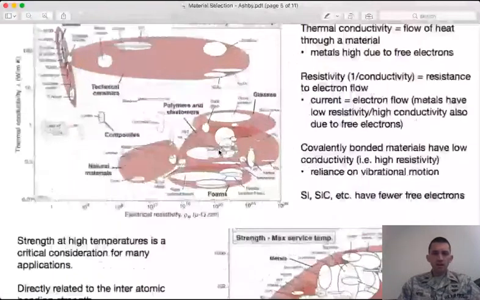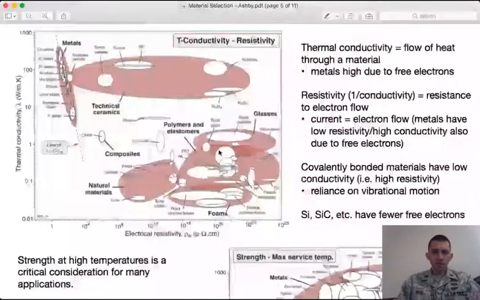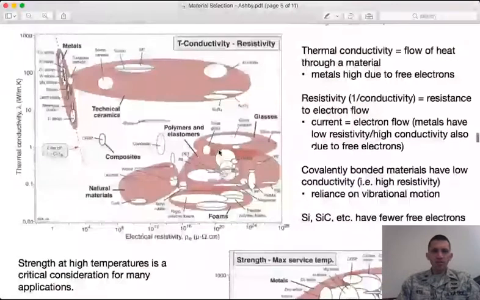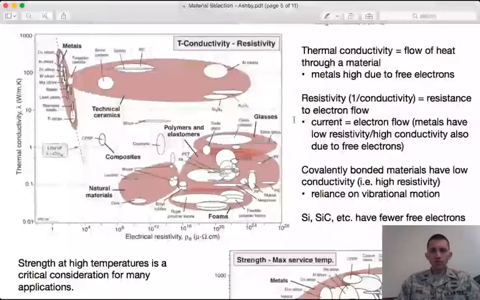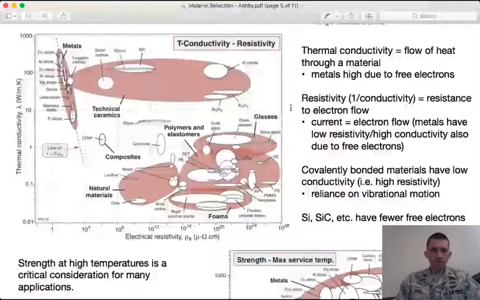Metals tend to have very high thermal conductivities because of the metallic bonding and the sea of conduction electrons that flow through the material very easily. Now these free electrons are available to conduct heat. They're also available to become part of a current, and so metals are characterized by high thermal and electrical conductivity, and that's what we see here.